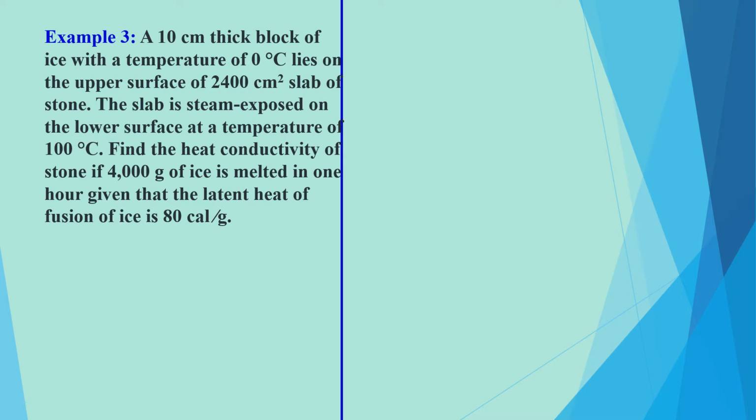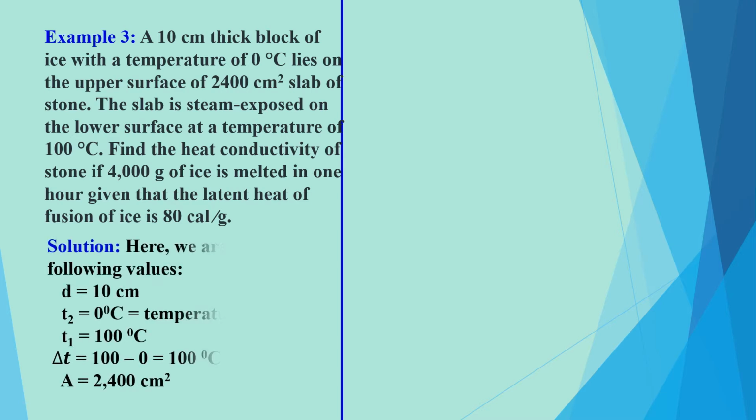Example number 3. A 10 centimeter thick block of ice with a temperature of 0 degrees Celsius lies on the upper surface of a 2,400 centimeter squared slab of stone. The slab is steam exposed on the lower surface at a temperature of 100 degrees Celsius. Find the heat conductivity of stone if 4,000 grams of ice is melted in 1 hour, given that the latent heat of fusion of ice is 80 calories per gram.